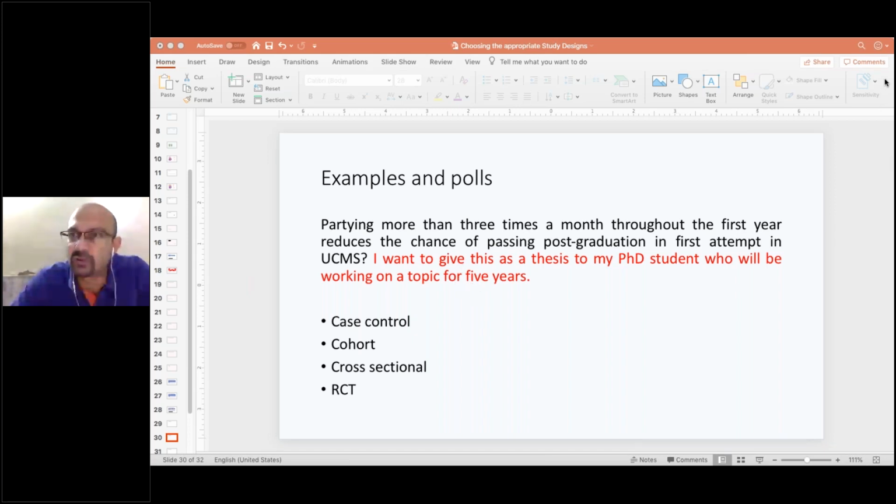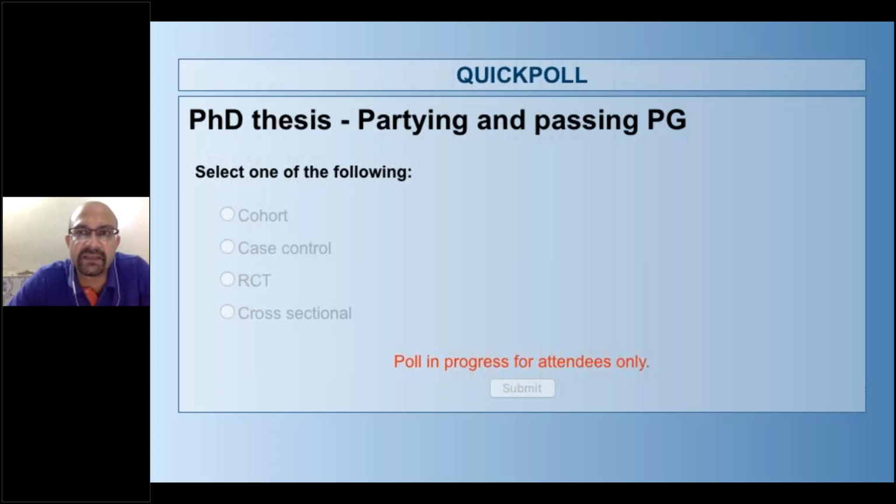2020 बैच अभी आया है, 2023 में उनका रिजल्ट आ जाएगा. We will know the answer. And 2025 में मेरा PhD student अपना एग्जाम देगा when he will be having to answer this question. So this is the question coming up on your screens now. अब इस condition में, do you think what would be the best way to study this? Using a case control study, using a cohort study, using a randomized controlled trial, or using a cross-sectional study?